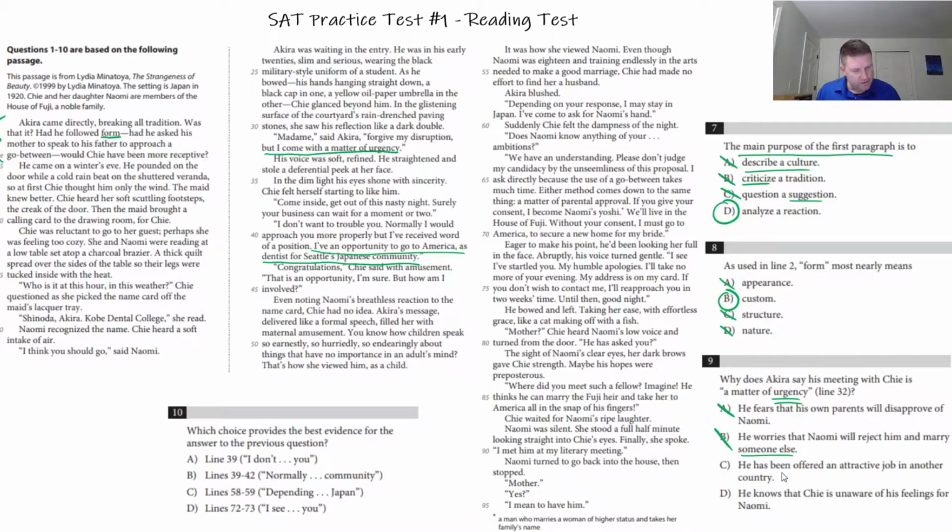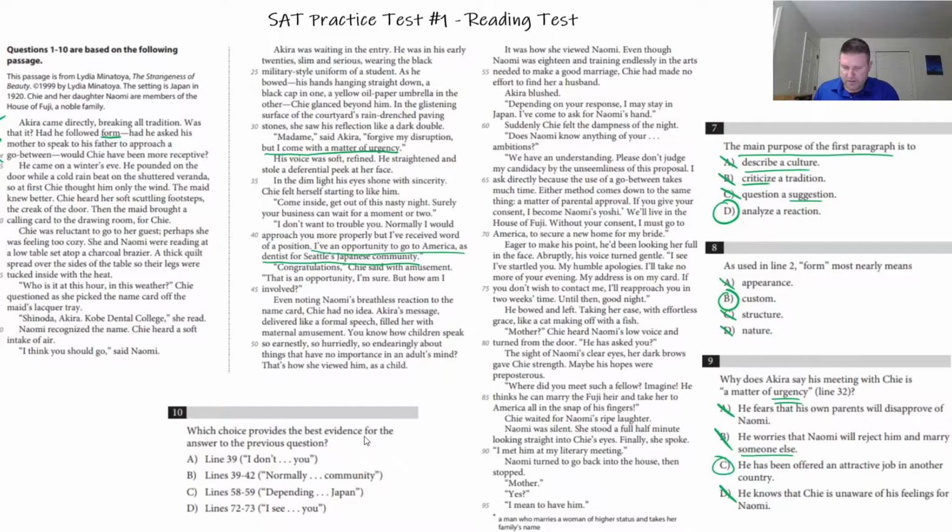And then C, he's been offered an attractive job in another country. That works. So we'll do our due diligence, look at D. He knows that she is unaware of his feelings for Naomi. Maybe so, but that's not why it's urgent, okay? That's why I underline urgent here. So C is definitely best. And then I snuck 10 in over here.